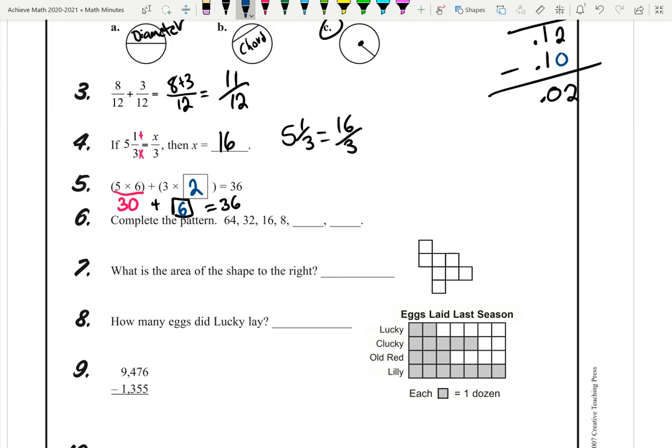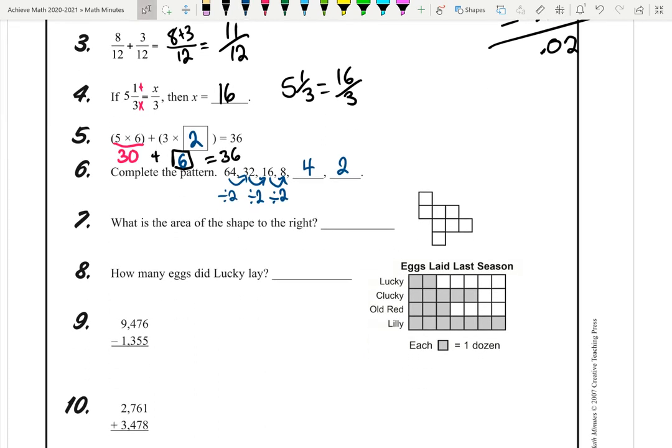All right, complete the pattern. 64, 32, 16, and 8. I'm going to start with the smaller numbers. How do I make a 16 into an 8? Well, that's half. What is half of 32? 16. So the way I proceed with this pattern is that I'm going to divide 8 in half. 8 cut in half is going to be 4. 4 cut in half is going to be 2.